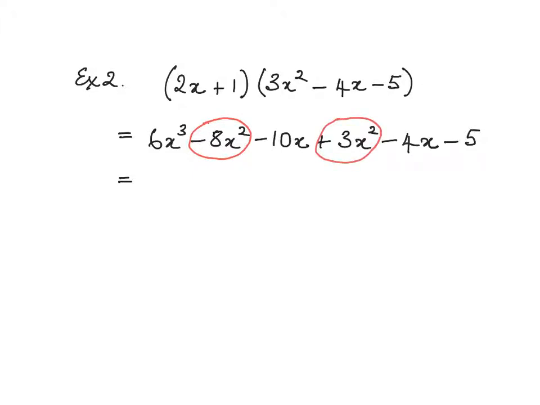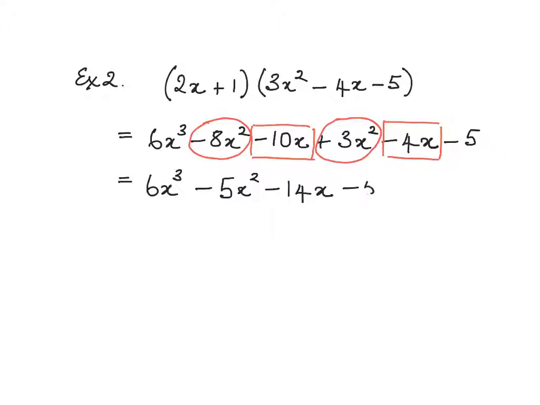So what do I have? While I have the red pen, here's an x term, and here is an x term as well. So what do I have then? 6x cubed, I don't have anything to add to that. Minus 8x squared plus 3x squared is minus 5x squared. I have a minus 10x and a minus 4x, that's minus 14x. And I have minus 5 at the end.